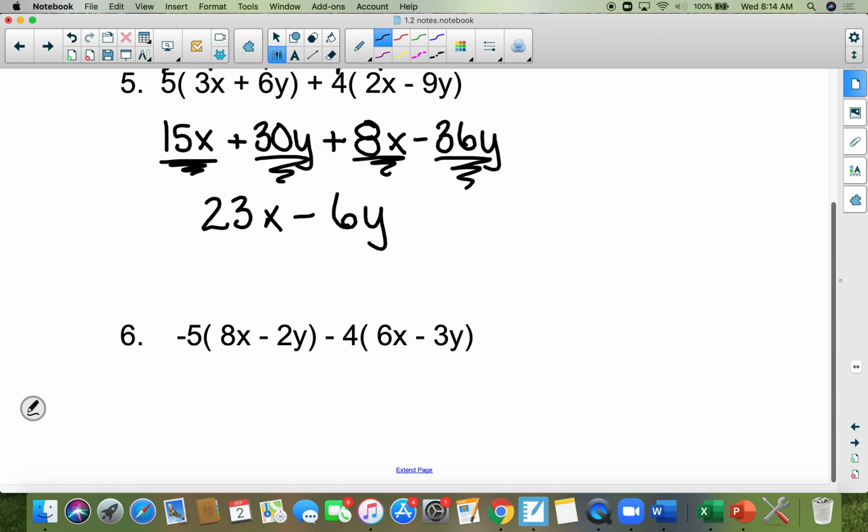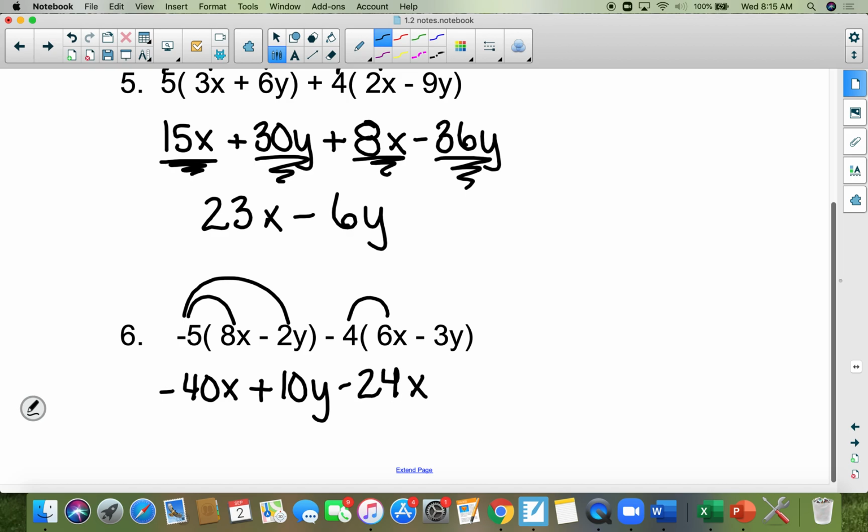This one's a little bit more complicated because of the negative sign. So here we go. A negative 5 times 8x is a negative 40x. A negative 5 times a negative 2y, 2 negatives equal a positive 10y. Okay, you got to do the distributive property over here. A negative 4 times 6x is a negative 24x. A negative 4 times a negative 3y is a positive 12y.